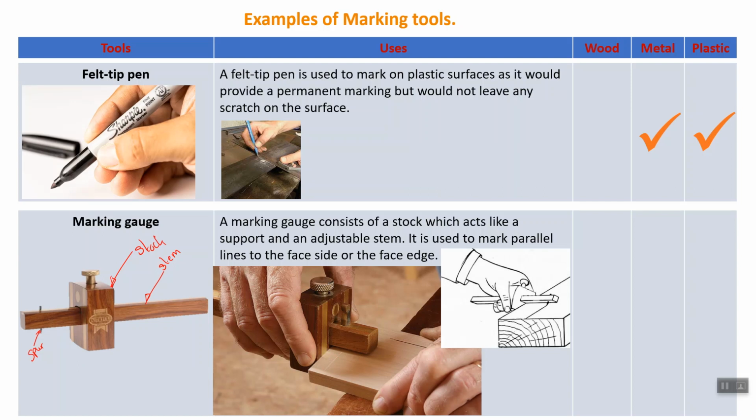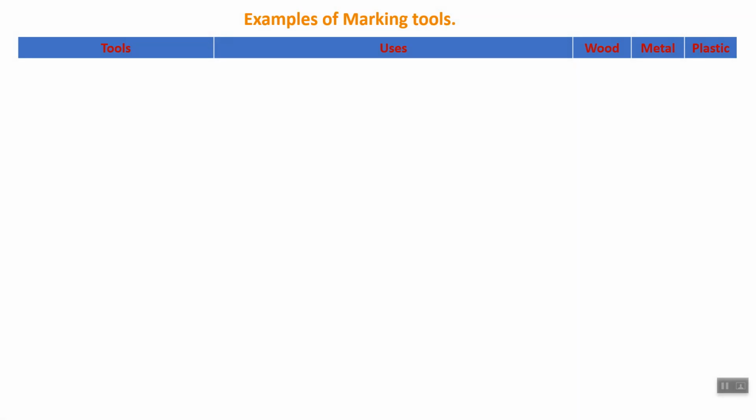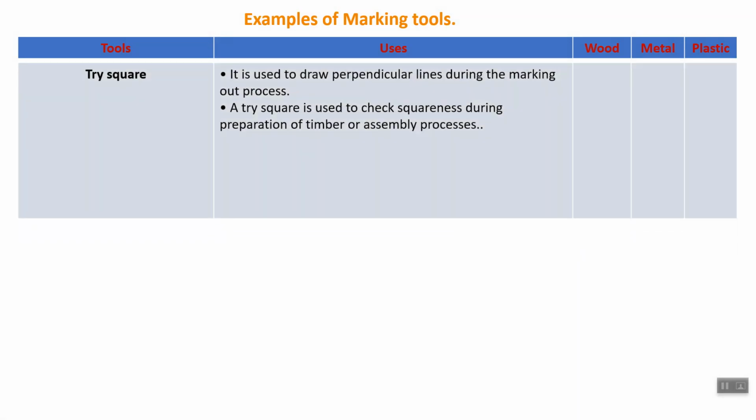It is used to mark lines parallel to the face side and face edge. For example, here on this edge, to mark a line parallel to this edge, we use a marking gauge, and it is used only onto wood. Then another type of marking tool we have is a tri-square.